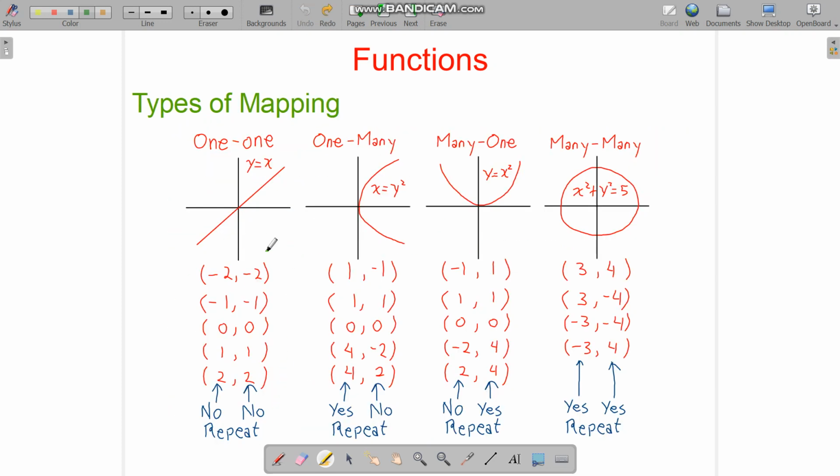This type of mapping is when, for example, this is the function y equals x, and here we have no repetitions in the x value and no repetitions in the y value. One-many means one x value can be mapped to different or many y values. One mapped to -1, one mapped to +1. So we can have repetitions in the x value. Many-one, we have repetitions in the y values, and many-many, repetitions in both x and y.